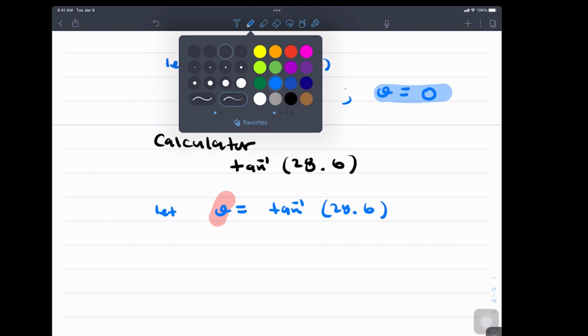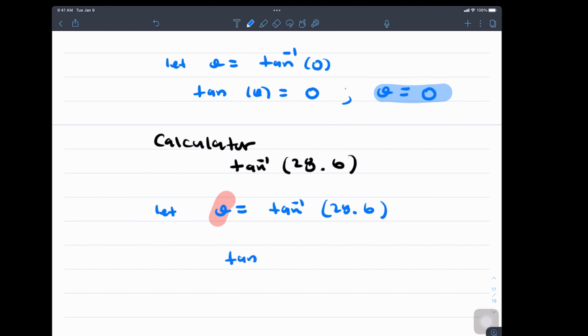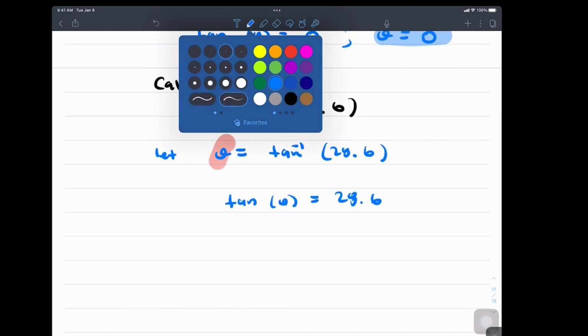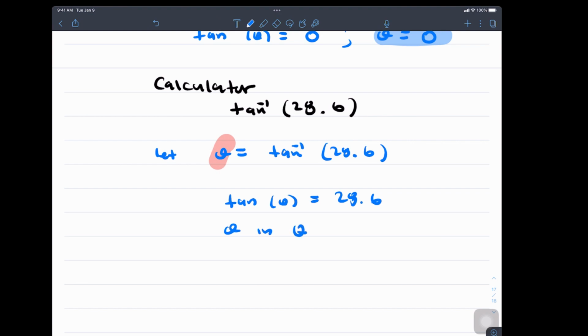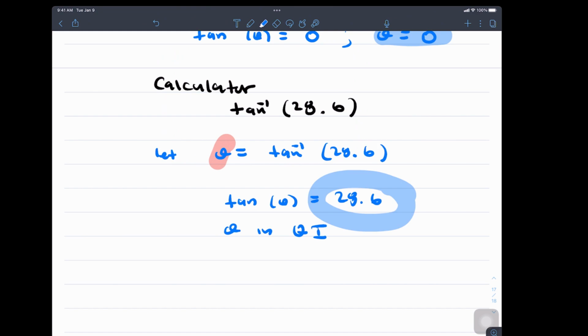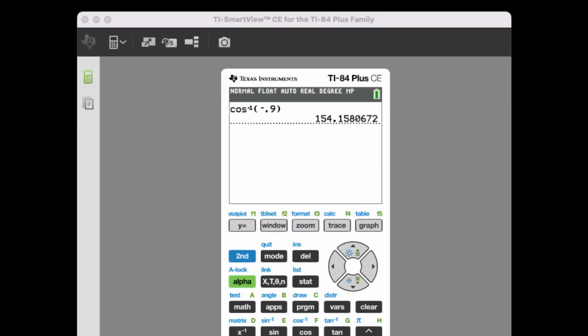And even if you said, can I think of it this way? Yeah, tangent theta is what? 28.6. What does that mean about theta? Theta is in quadrant 1 because, yes, this is positive, right? So if I go to the TI now and say, second inverse tangent now, 28.6, let's close that. What do you end up getting?